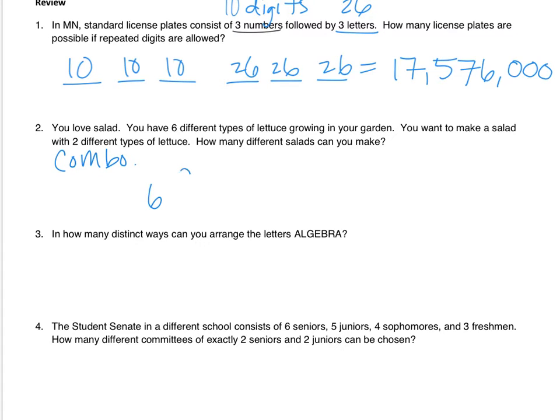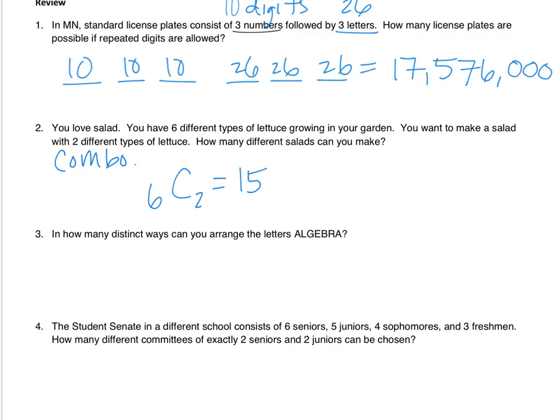So we have 6 different types, and we're picking 2 to go in the salad. So 6C2. We can use the nCr button on the calculator, and we've got 15 options here.